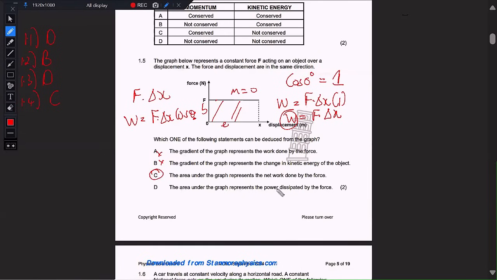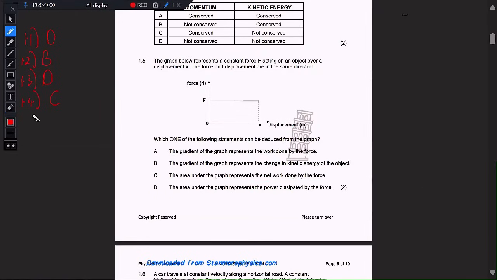Does the area under the graph represent the power? Definitely not the power, because the multiplication of the force and the displacement does not represent power, but actually represents the work done, right? Note again, if you go back to the definition of work, we say work is the product of the net force and the displacement. Okay, so that means C here would have to be correct.